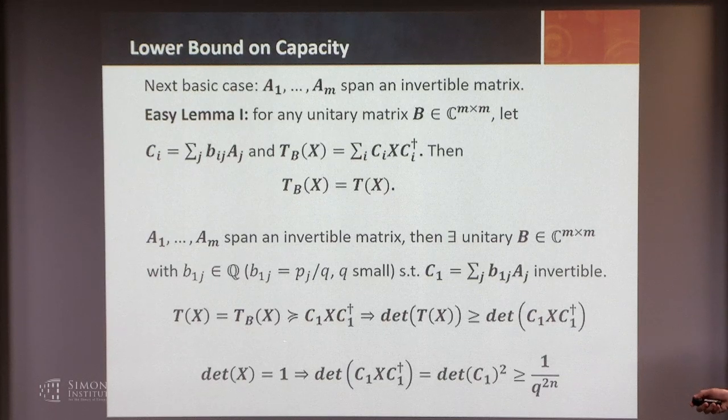But now this operator, remember, we fall back to the case where we have only one invertible matrix, right? So then the determinant of T of X is greater or equal than the determinant of C1 squared. But now C1 squared is a rational matrix, the denominator is Q, so my capacity is bigger than 1 over Q to the 2n, which is fine, right? Okay, so these are the two basic cases.